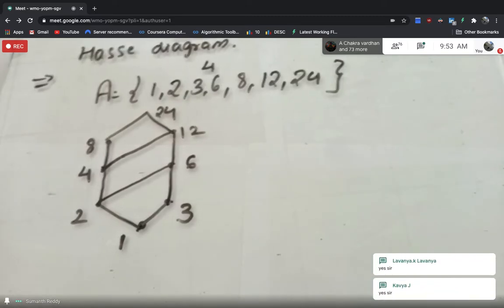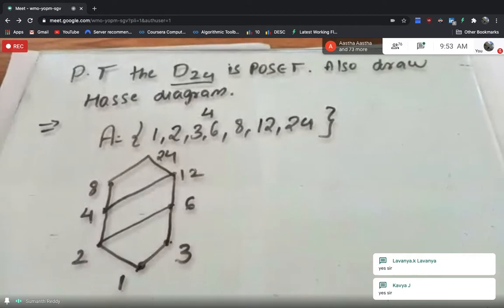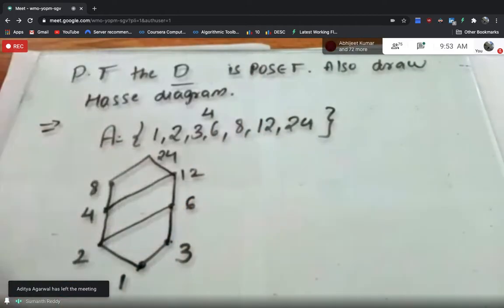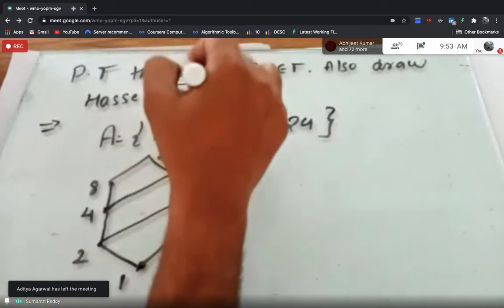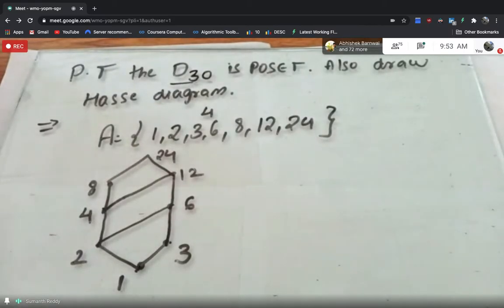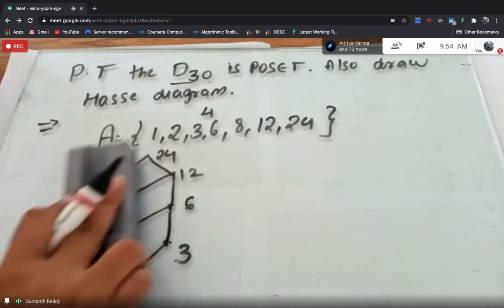So now let me take the same question. Instead of the divisibility relation D24, assume that the question now is the divisibility relation D30. The initial solution remains the same. He is asking you to prove whether the divisibility relation is a poset, that is a partial order set, where you need to check whether the relation is reflexive, antisymmetric and transitive. Whatever solution I gave for the first problem will continue. The only thing is that the set of elements will change.